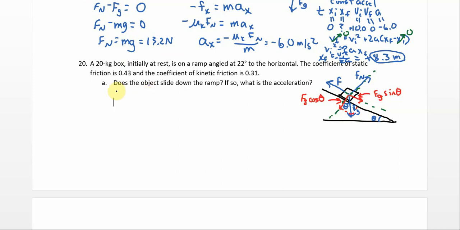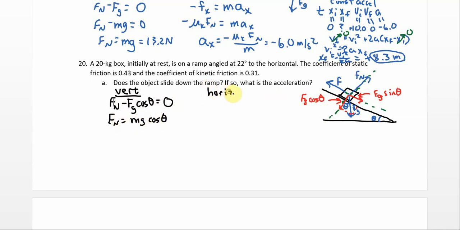so if we look at vertical, we have Fn going upward, and we have minus Fg cosine theta going downward, and this equals an acceleration that we know is 0. We know it's not going to accelerate in that direction. So the normal force is Fg cosine theta. If I bring that over to the other side, I can also sub in mg cosine theta. Okay, so there's your normal force.